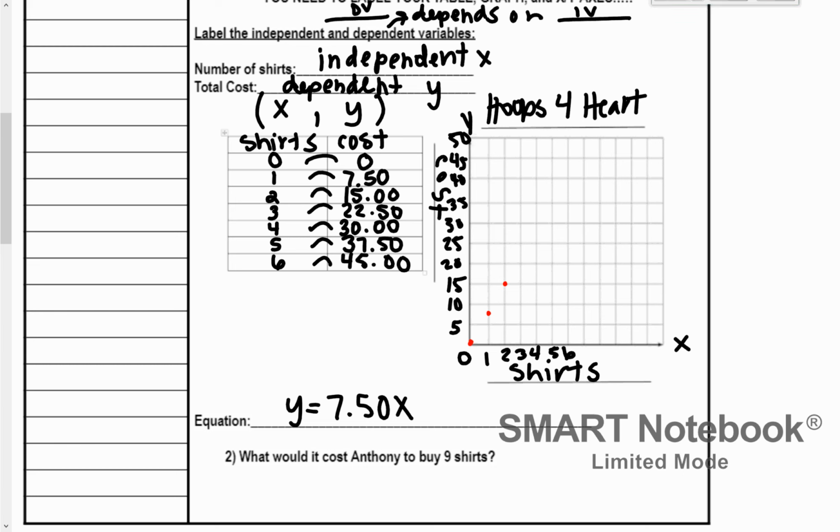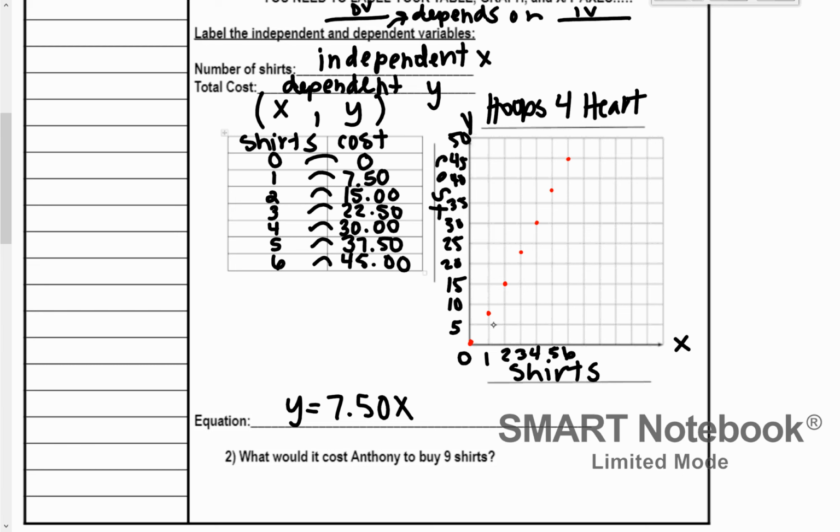That would be right about here. Oops. Then we go over 4 up to 30. Over 5 up to 37.50. Over to 6 up to 45.